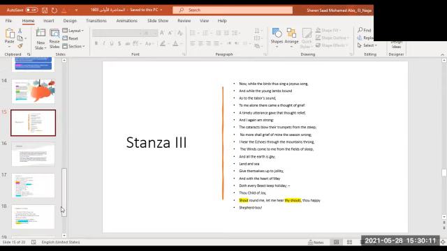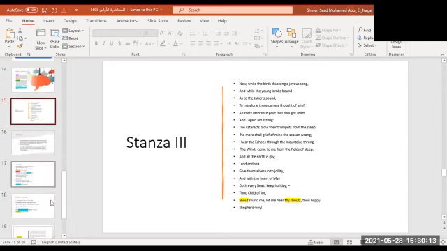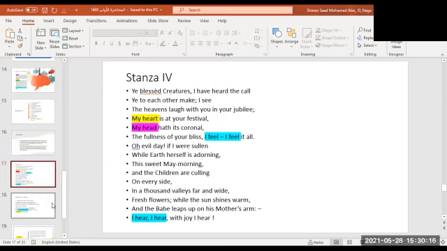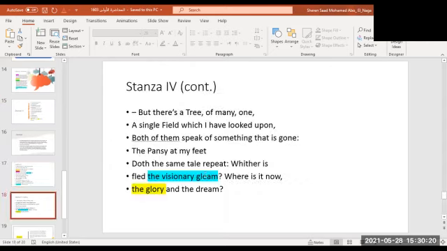And then in stanza 4, he tries, he feels everything, he hears everything, but he knows very well whither is fled the visionary gleam, this very special relation he had with nature when he was a child. Where is it now? The glory and the dream.